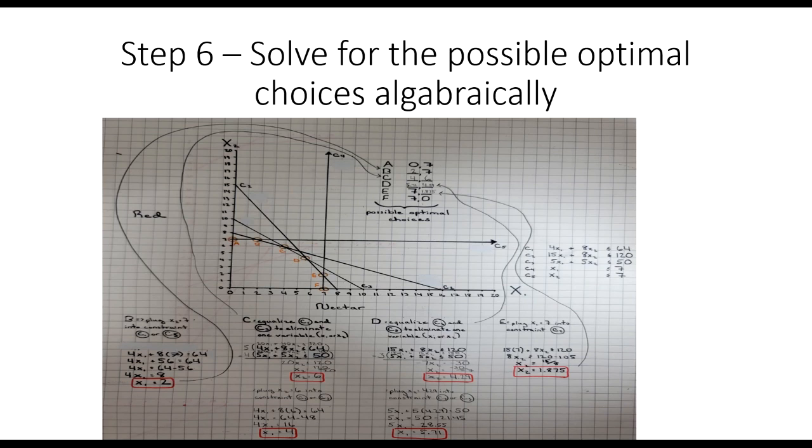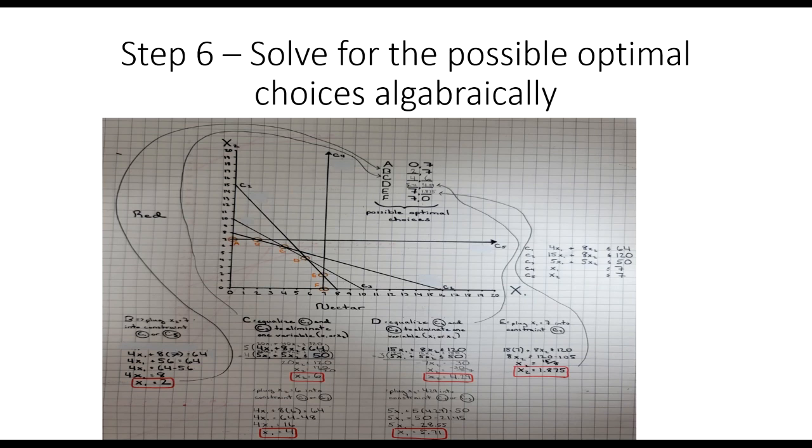Now, 4x1 plus 8 times 7 equals 64. 4x1 plus 56 equals 64. 4x1 is equal to 64 minus 56. 4x1 is equal to 8. x1 is equal to 2. So what we've done is we've solved for x1. We come up all the way back to here, and we write in we know our optimal choice at point B is now 2, 7, meaning 2 bottles of nectar, 7 bottles of red.